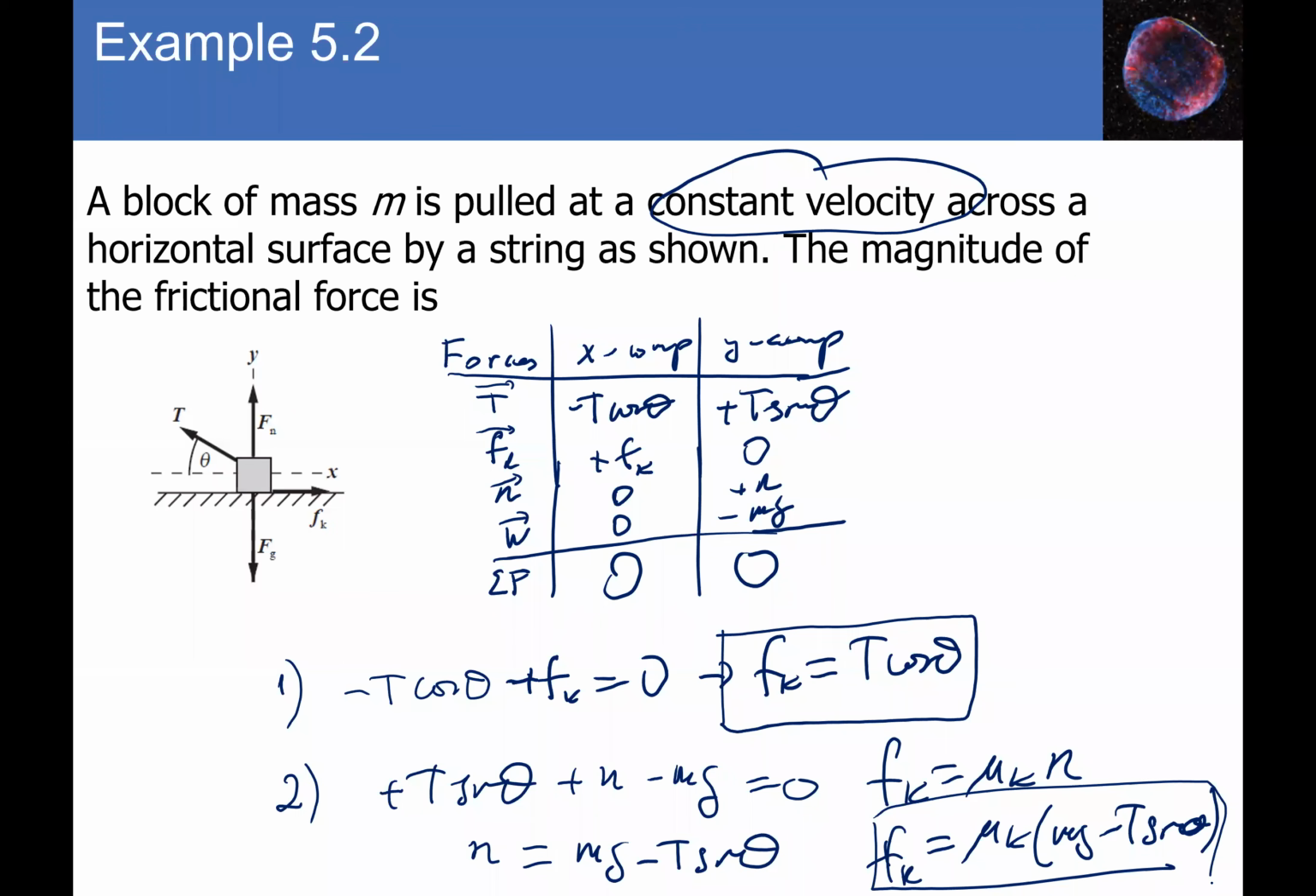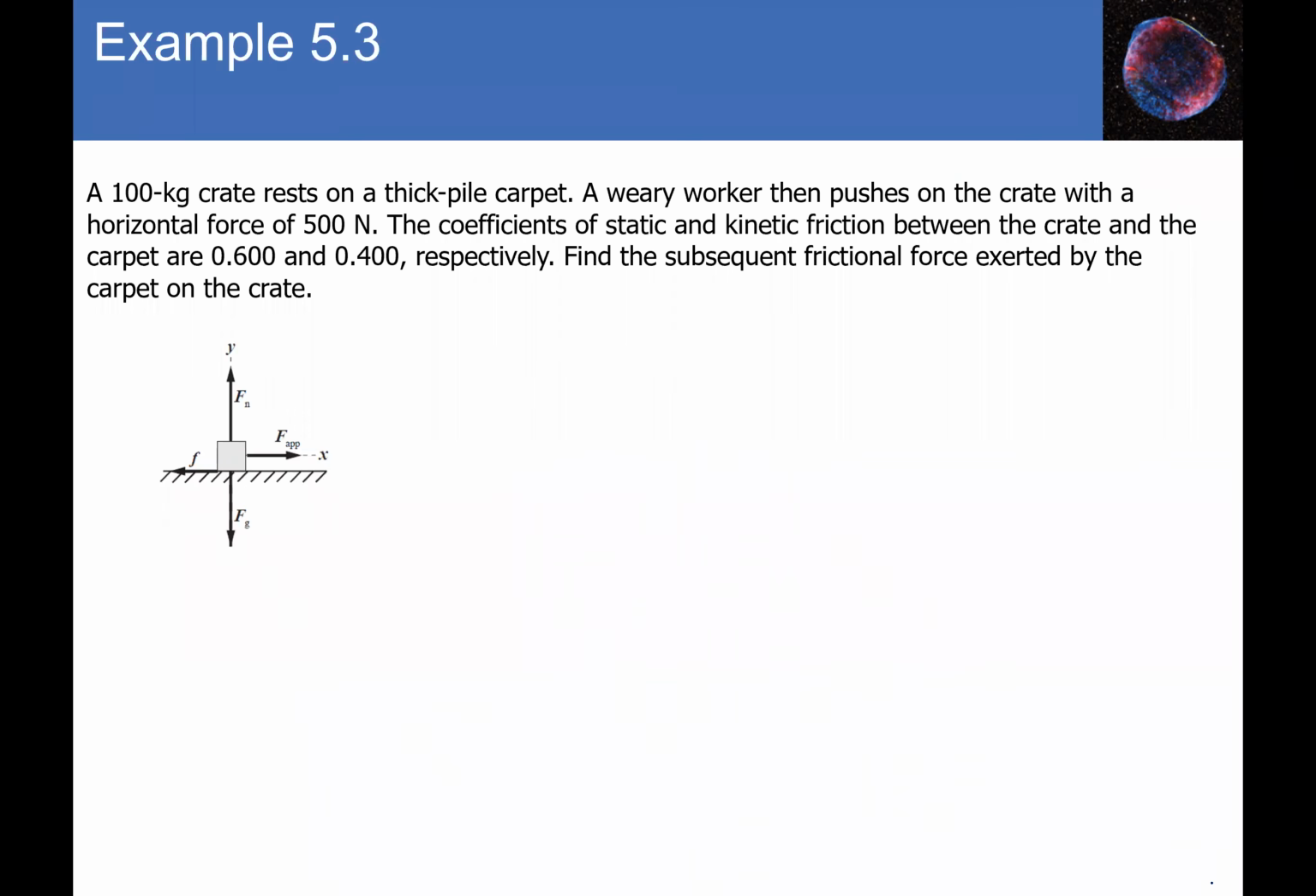Obviously, if you're given tension and theta, it would have been easiest to use equation 1, but you could use the other one as well. This problem is mostly about finding the expression of it. All right, so then let's look at another one over here.